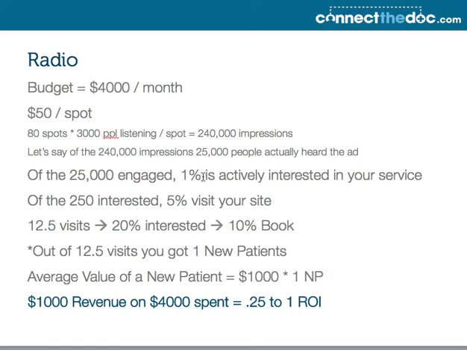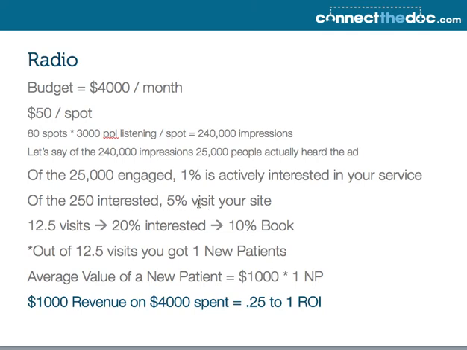Well, only 1% of those people are actively looking for a new dentist. Most likely, if not less than that. So let's say 1% of 25,000. So 250 people are potentially interested in, let's say, having a general checkup.